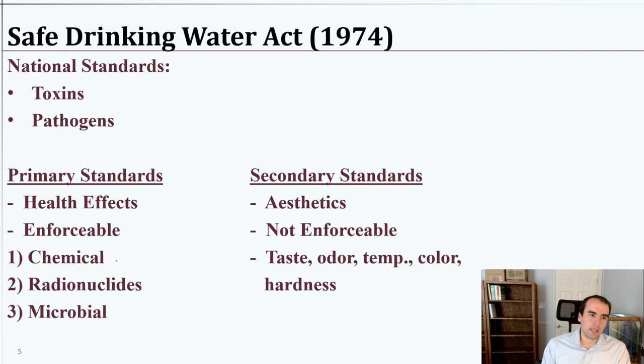So then what's regulated are chemical aspects and radionuclides. They are technically chemicals, but a slightly different issue and categorization. So we have different categories there: radioactive materials, chemicals, and then microbial. Obviously microbes can make you sick, chemicals could poison you, and radionuclides could give you radiation poisoning. There are cancer concerns for that as well.